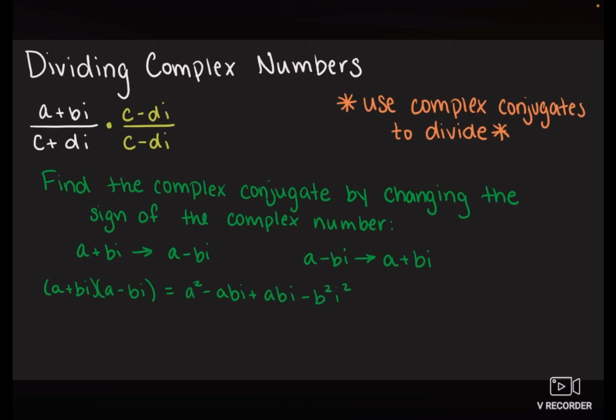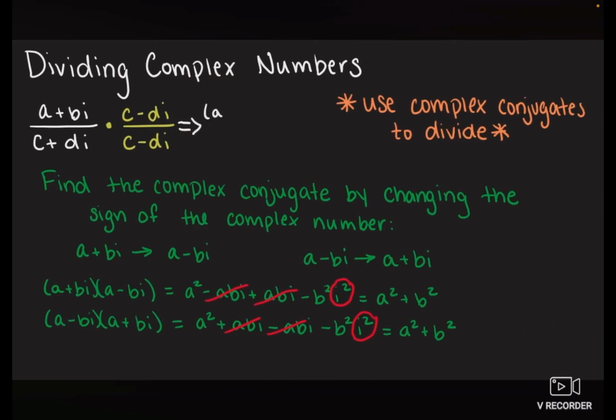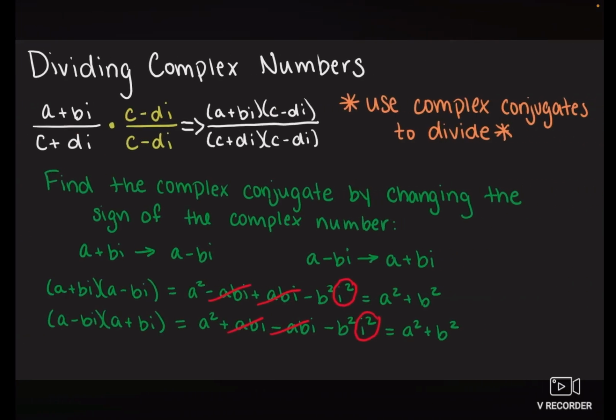A plus bi times a minus bi is equal to a square minus abi plus abi minus b square i square. The like terms abi and minus abi cancel each other. i square is minus 1. Hence, the final answer will be a square plus b square. The same is applicable in the case of a minus bi times a plus bi, which will also give the final answer as a square plus b square.